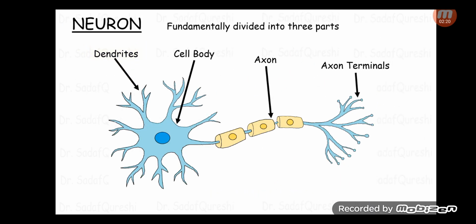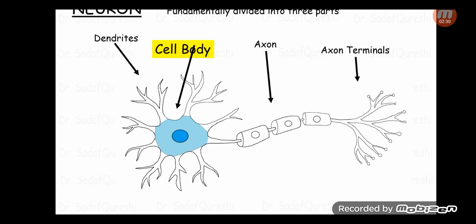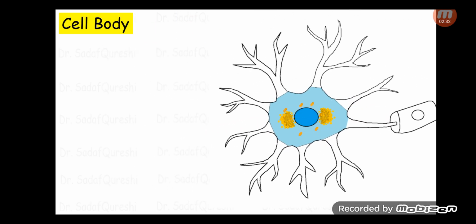The second structure we are going to talk about is the cell body. As you can see in the diagram, the colored part of the neuron is the cell body. Let's enlarge this diagram and talk about the cell body.